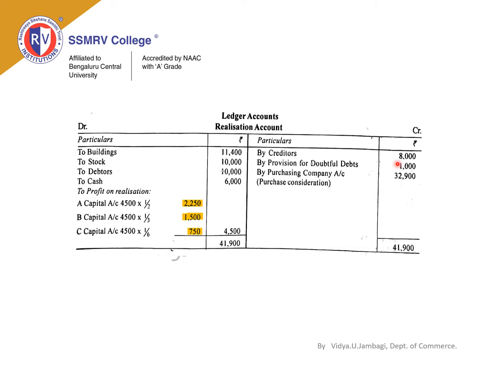So, thereby we take the total of this realization account. The total on the credit side is more, which is 41,900. Which means realization has resulted in profit. The profits are distributed among the partners in their profit sharing ratio. So the total profit is 4,500, which is distributed to A, B and C in their profit sharing ratio, which is 2,250, 1,500 and 750.